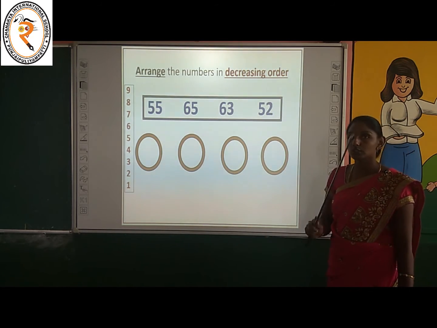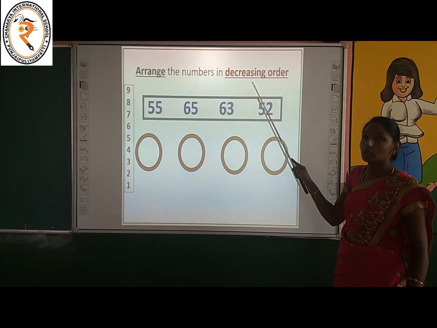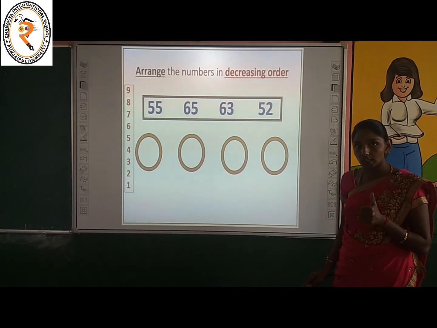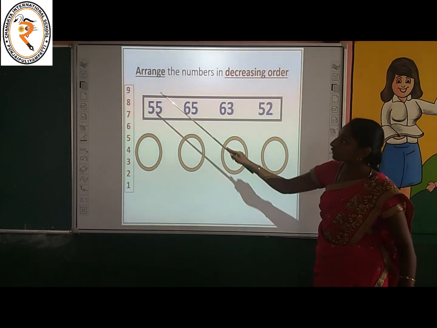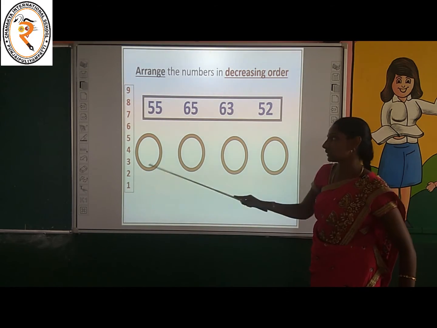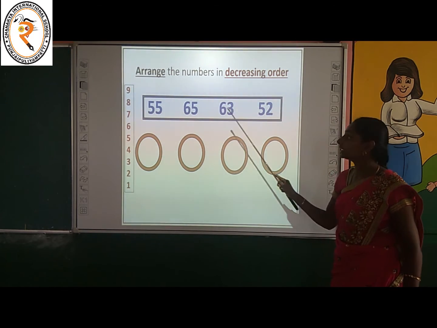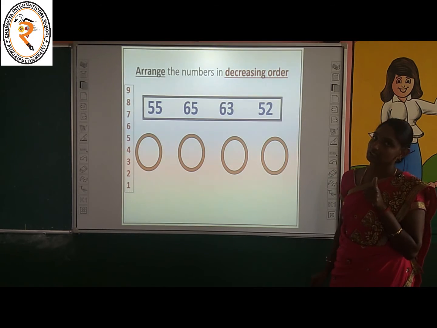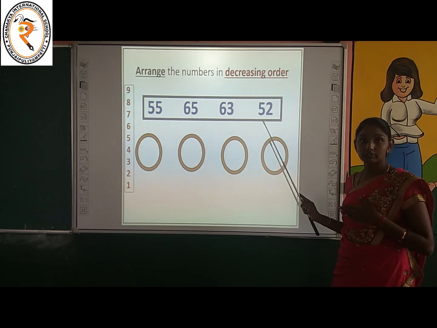Now it's your turn. You have to answer me. Read the question. Arrange the numbers in what order? Decreasing order. First tell me, decreasing means what? Arranging from biggest to smallest. Very good. You can use this helping number strip. Let's see the given numbers: 55, 65, 63 and 52. Yes. What is the first step? Correct. We have to find the biggest number of the given numbers.